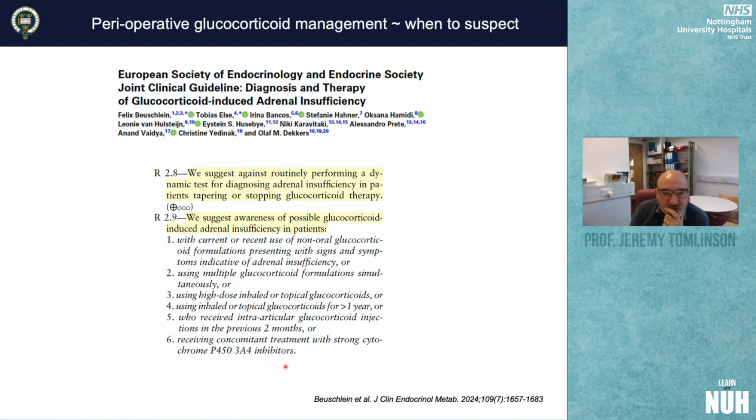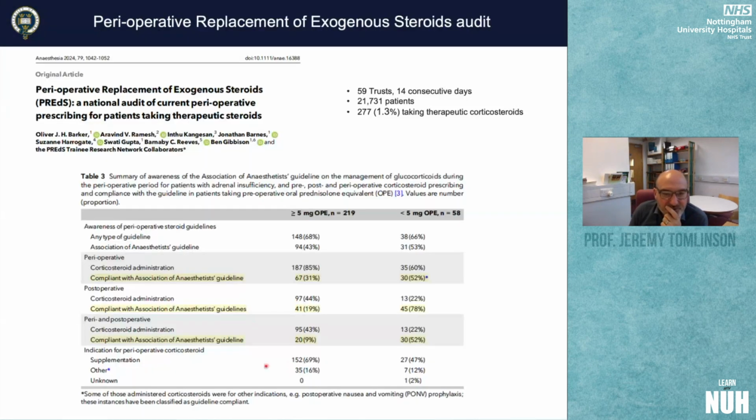So those are the guidelines. And again, we had tried to get some funding with Ben Gibbison to generate some evidence. Part of the initial thought process behind that was to do a survey, and many of you may well have been involved in this: the perioperative replacement of exogenous steroids audit. We were trying to assess, okay, we've written these guidelines, which were published 3 or 4 years ago. How well are they being implemented? And I think the results were really interesting, perhaps alarming.